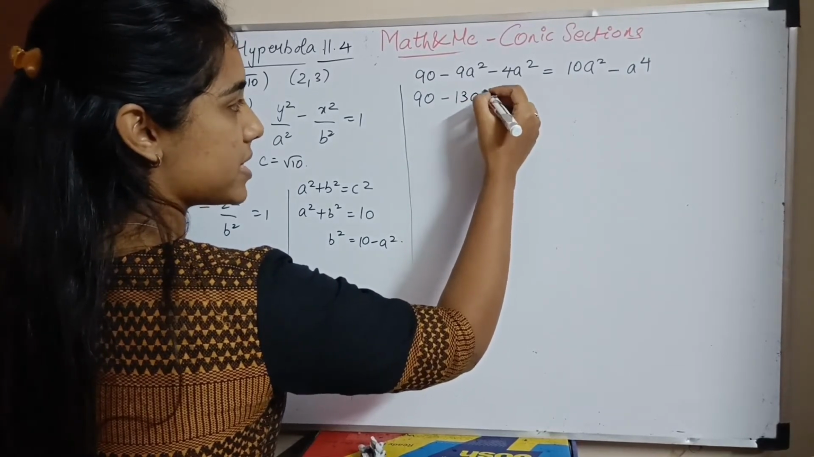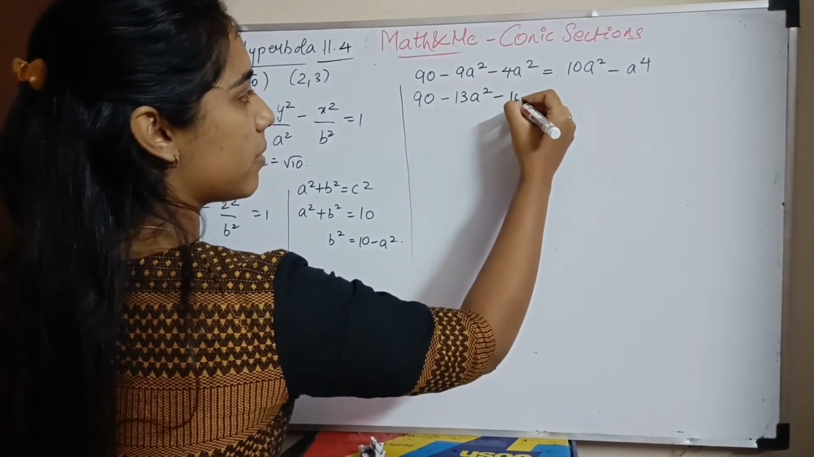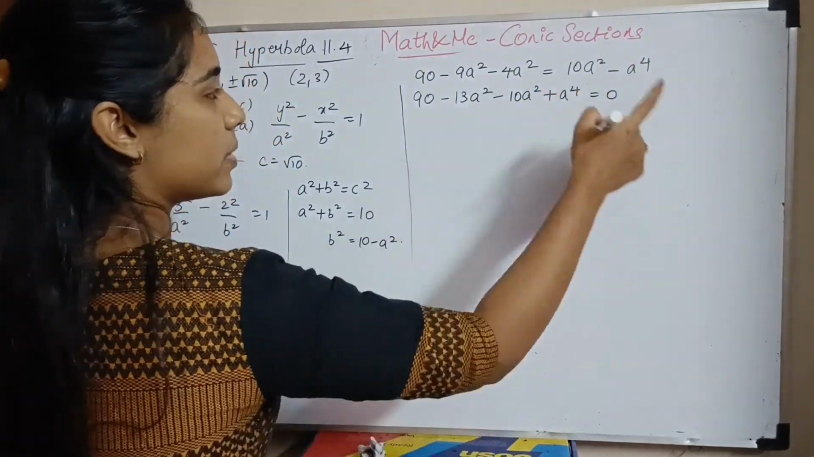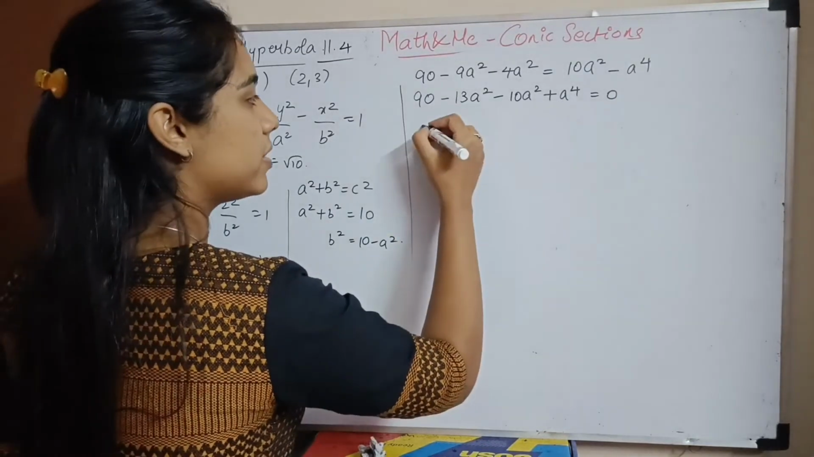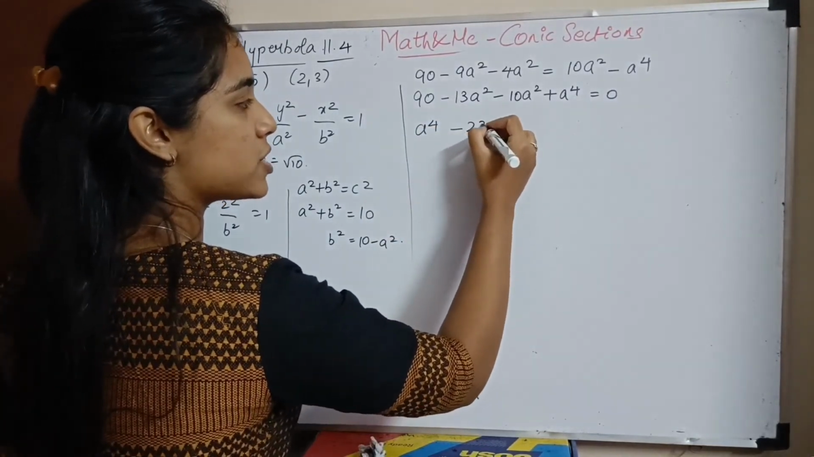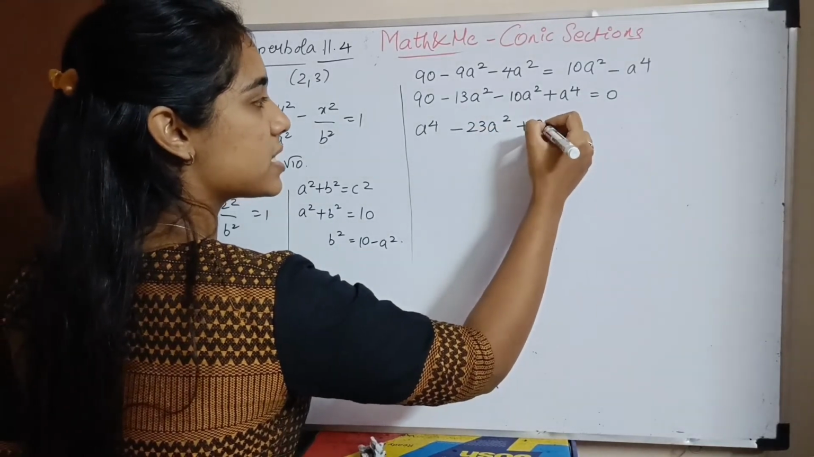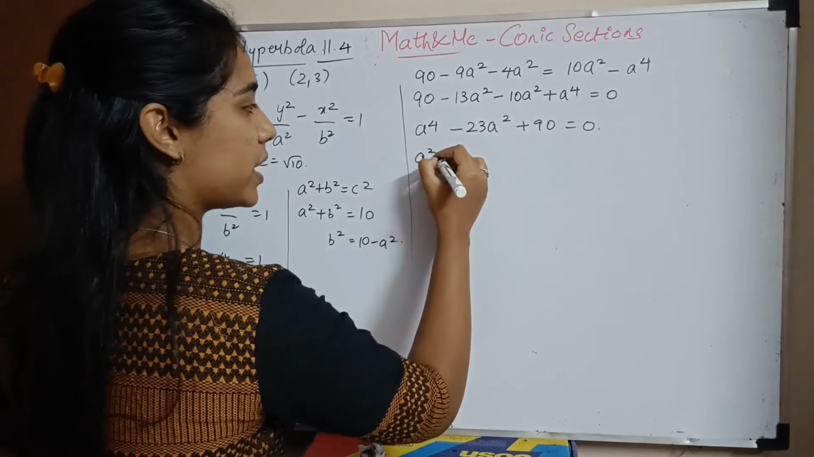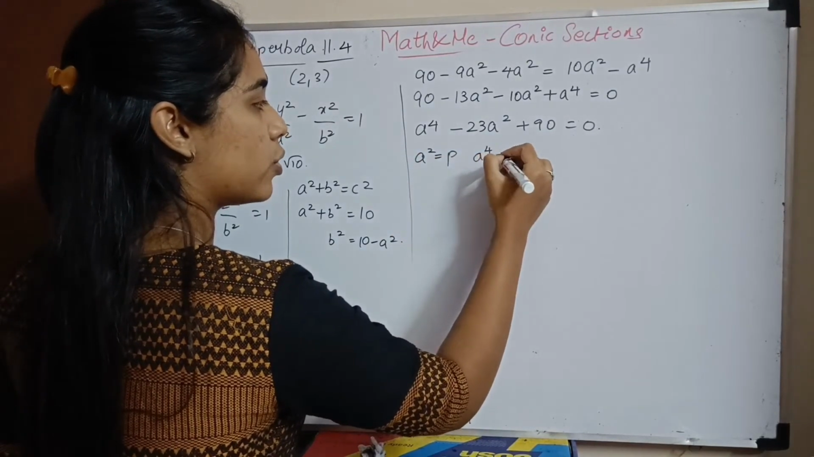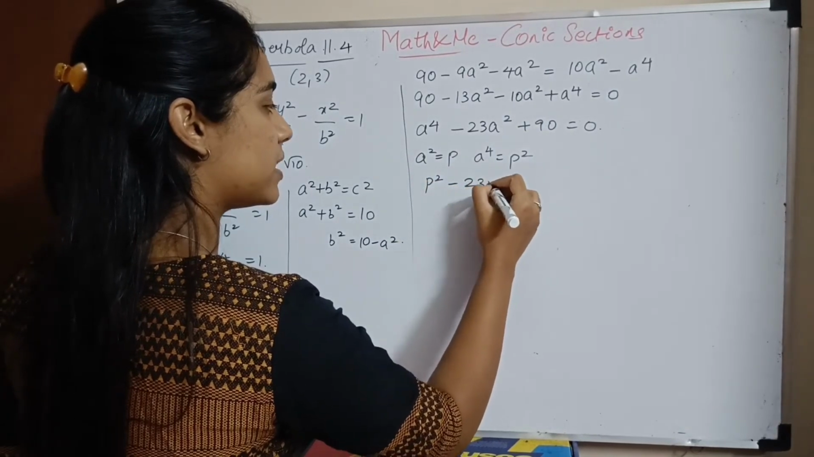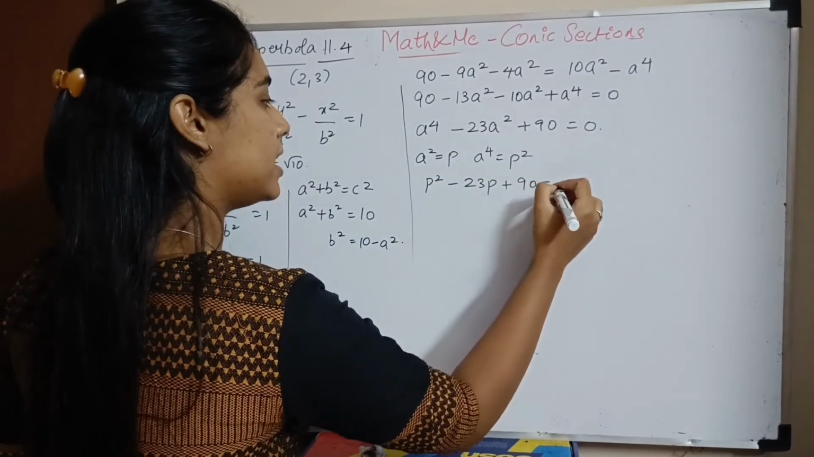So I'll write it step by step. −13a² − 10a² + a⁴ = 0, bringing everything to one side. So I have a⁴ − 13a² − 10a² + 90 = 0, that is a⁴ − 23a² + 90 = 0. I'll replace a² by p. So when a² is p, a⁴ is p². So the quadratic equation is p² − 23p + 90 = 0.